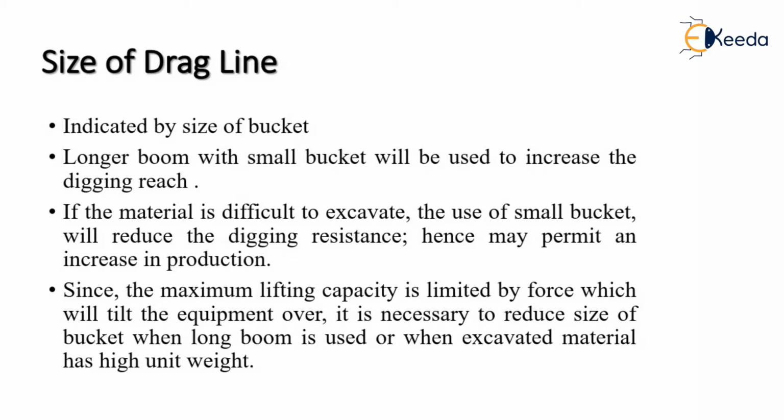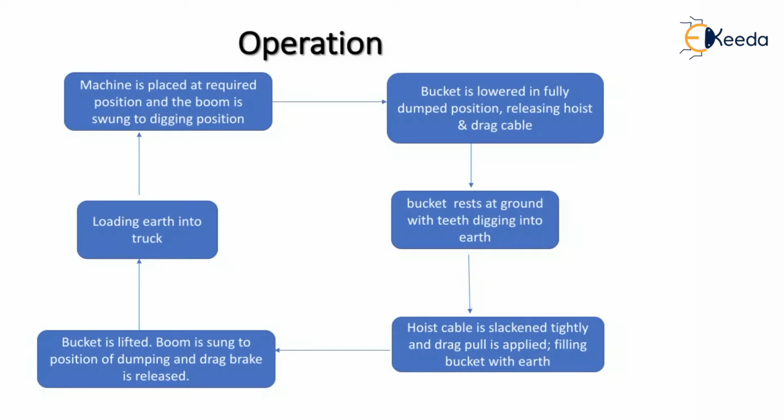Hence, it may permit an increase in production. Since the maximum lifting capacity is limited by the force which will tilt the equipment over, it is necessary to reduce the size of the bucket when a long boom is used or when the excavated material has high unit weight. So, all the parts of the dragline are equally important for its proper functioning. Now here we will see the operation of the dragline.